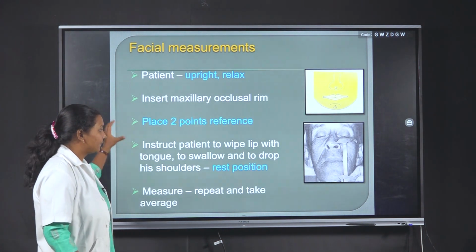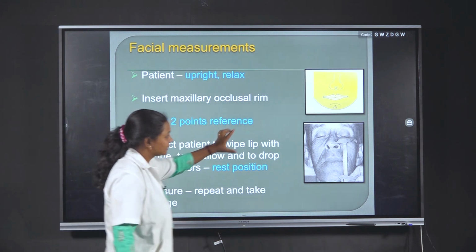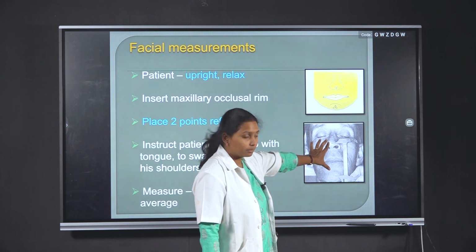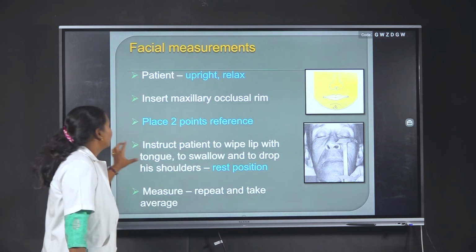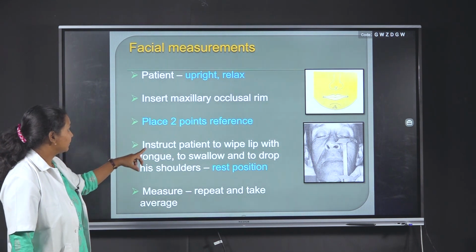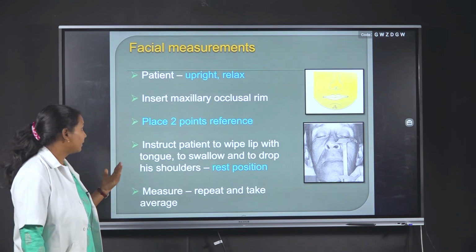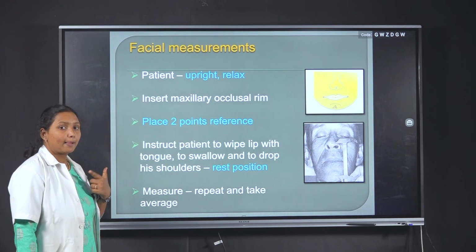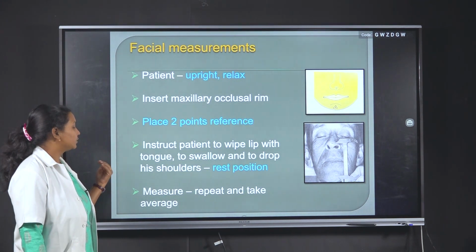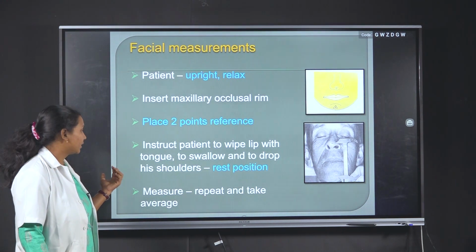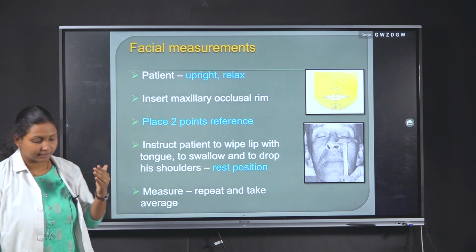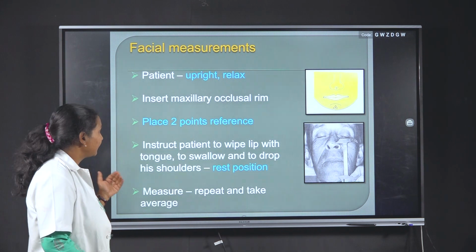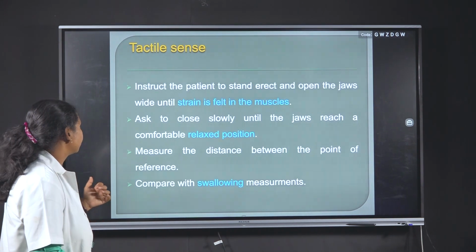So first thing, this is facial measurement. As you can see in this picture, we are measuring the patient based on 2 anatomical landmarks. Okay, we will place 2 points as reference. We will ask the patient to sit upright and relax, and here we will instruct the patient to wipe the lip with the tongue and swallow and drop his shoulders. Okay, it means with that we will be achieving rest position. We will measure this, repeat, and we will take an average.